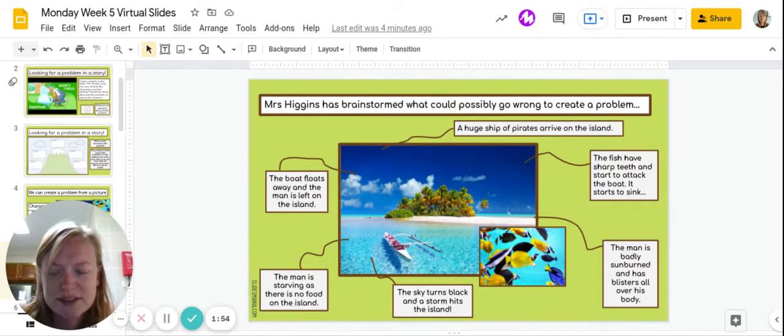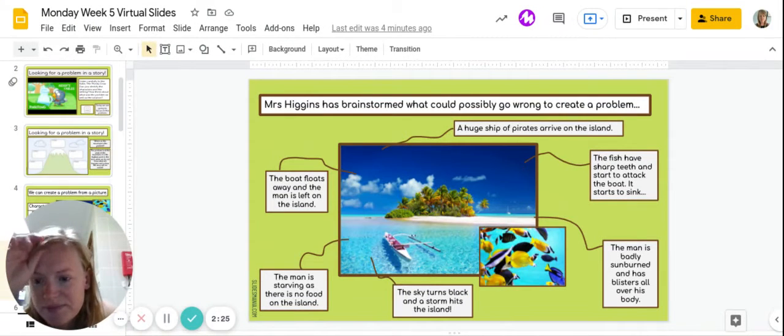So Miss Takens has done some brainstorming, just simply looking at this photo. So maybe a huge ship of pirates arrives on the island. Think of all the things you could write about pirates. Maybe the fish have sharp teeth and start to attack the boat. It starts to sink. Maybe there's a character, a man, and he's badly sunburned and has blisters all over his body. Not much shade on that island. Maybe the sky turns black and a storm hits. You could write a lot about that, couldn't you?